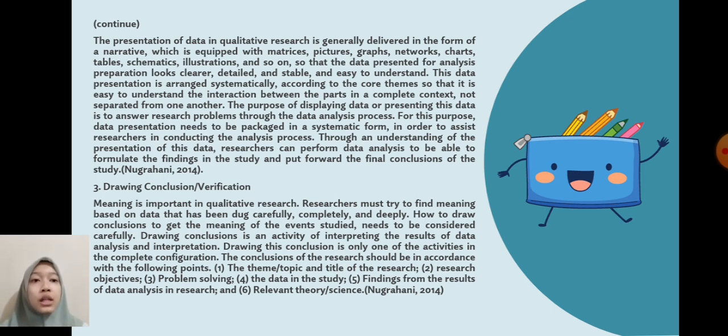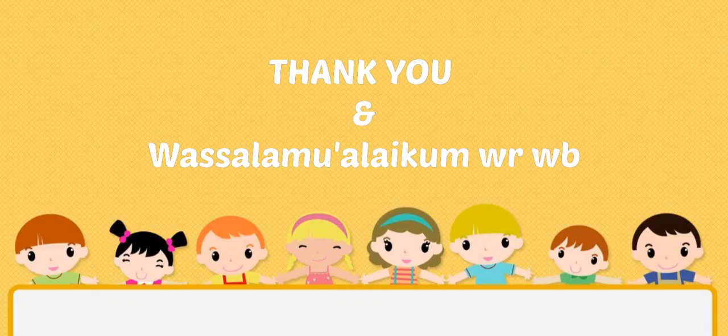The conclusion of the research should be in accordance with the following points. First is the theme or topic and title of the research. Second, the research objective. Third is problem solving. Fourth is the data in the study. And the next is findings from the result of data analysis in research. And the last is relevant theory or science.